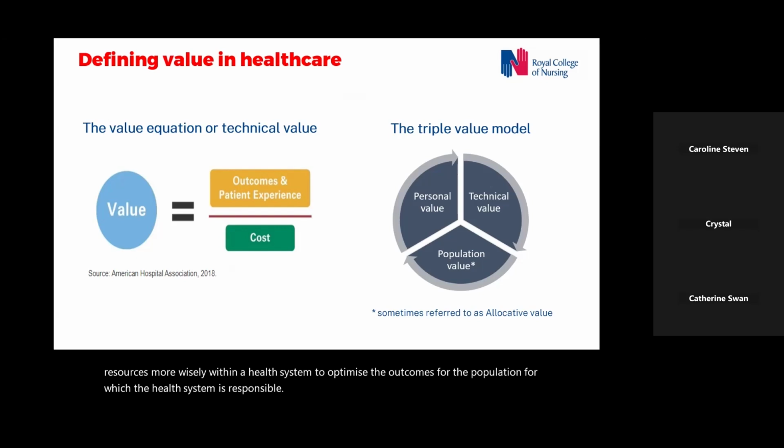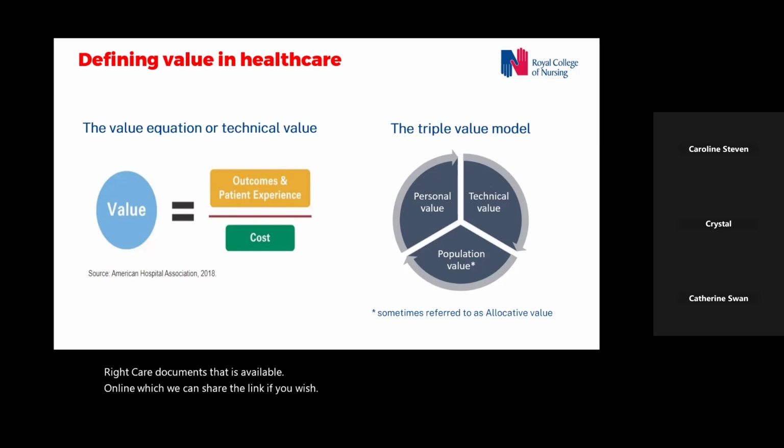Another approach to the triple value model includes allocative value. So the NHS Right Care Programme often talks about triple value, 2 of the 3 being related to the population and 1 to the individual, and that is seen in the NHS England NHS Right Care document that is available online, which we can share the link to if you wish.